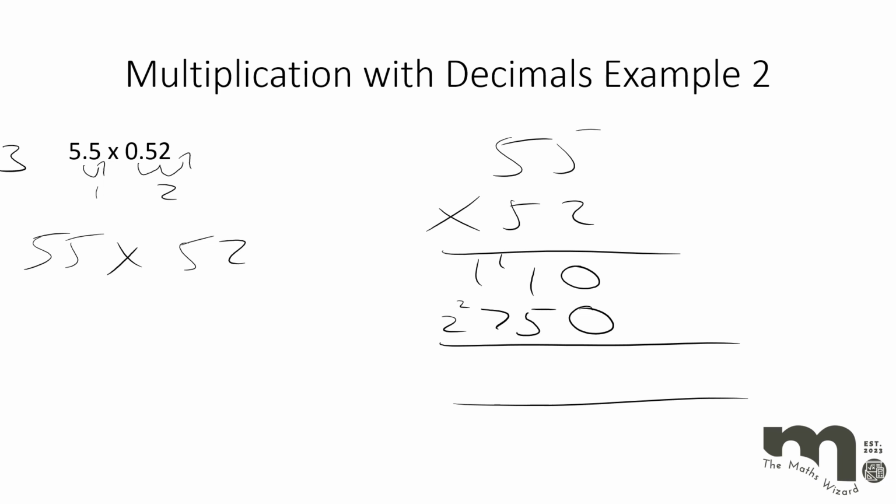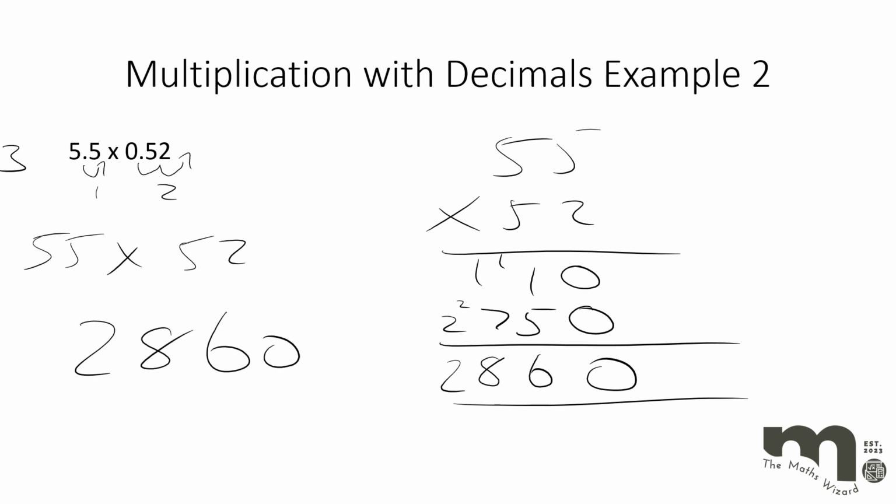So now we've got to add up each of our columns. So we've got 0 add 0 there, which will give us 0. 5 add 1 here, which will give us 6. 7 add 1, which is 8. And then we've just got a 2 on its own here. So we've got 2,860. So we've now got to move our decimal point back 3 times. So we've got once, twice, 3 times. So we'll end up with an answer of 2.86 for this one.